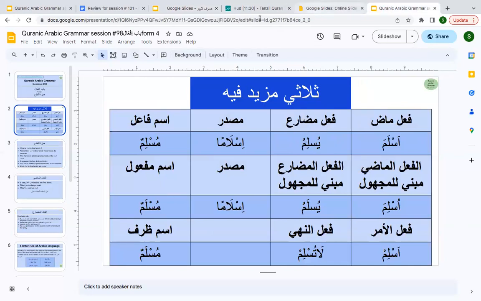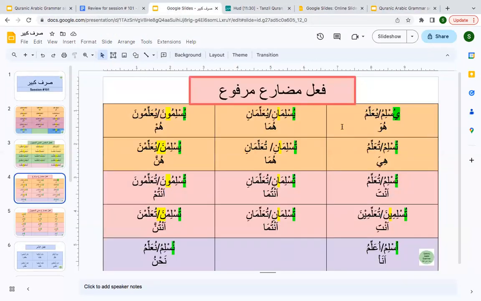Right? Then comes a very productive family. Then comes your yu'allimu, and it does the same thing. It's doing the same job. Yu'allimu, yu'allimani, yu'allimuna, tu'allimu, tu'allimani, yu'allimna. Tu'allimu, tu'allimani, tu'allimuna, tu'allimina, tu'allimani, tu'allimna, u'allimu, nu'allimu. Everyone with me so far?